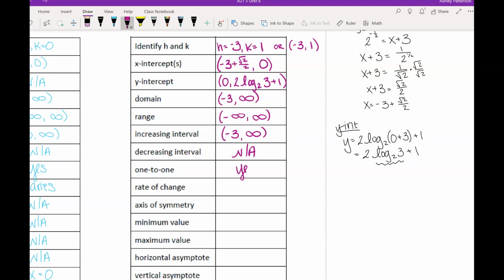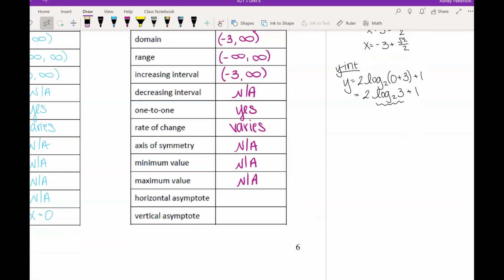Yes, it is 1 to 1. The rate of change varies. We do not have an axis of symmetry. We do not have maximum and minimum values because it's going up to positive infinity and down to negative infinity. We do not have a horizontal asymptote because this is not an exponential function. It is the inverse of 1. So our vertical asymptote is at x equals negative 3.